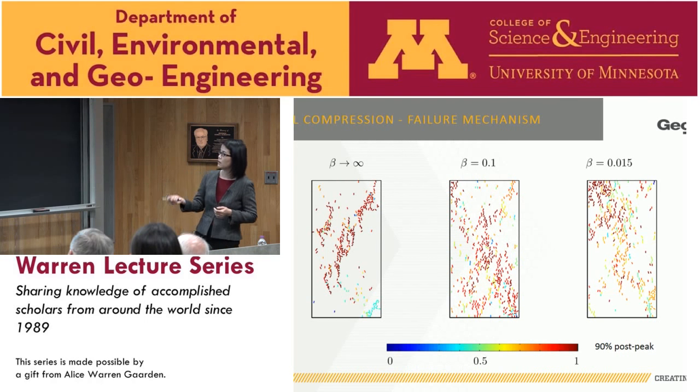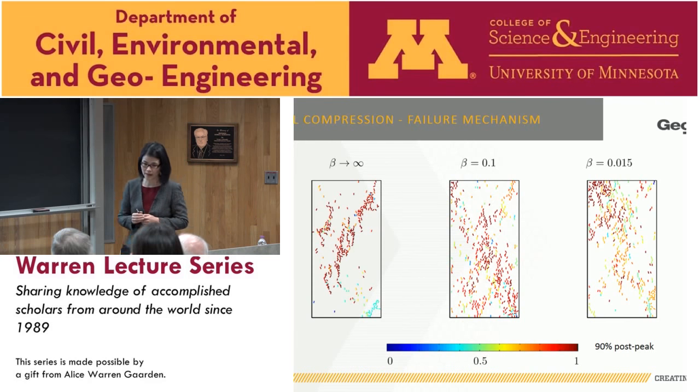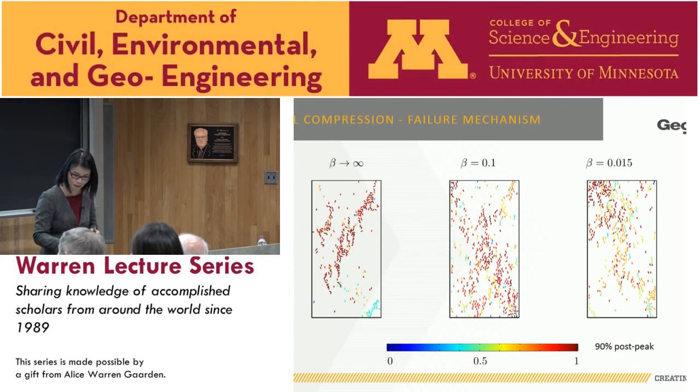And for uniaxial compression, elasto-perfect brittle, you see this shear band over here. As the softening coefficient decreases, you still see a similar shear band. So overall, the failure mechanism hasn't been changed.